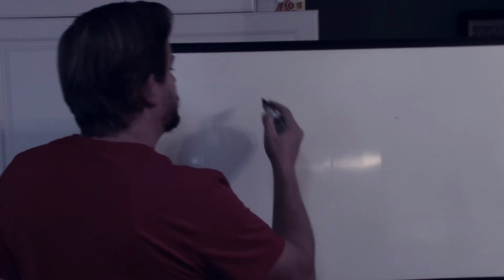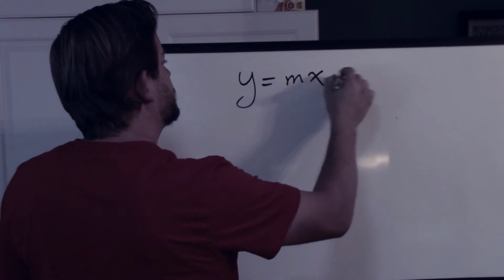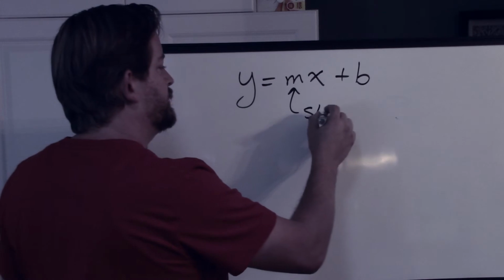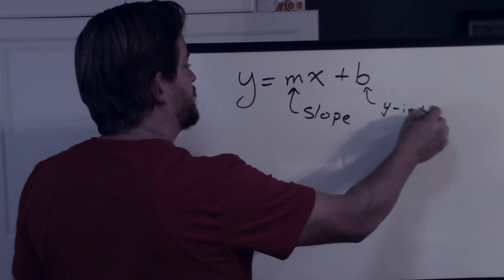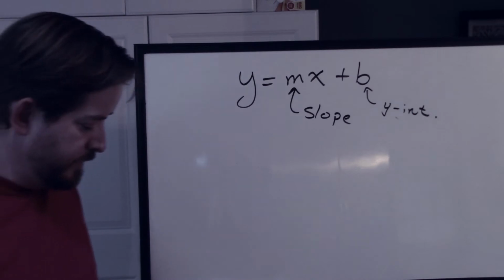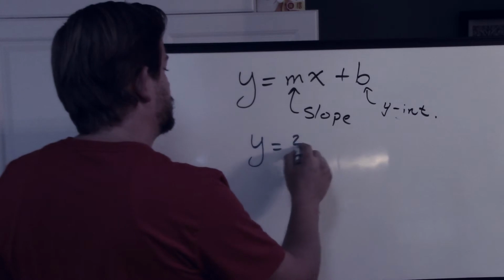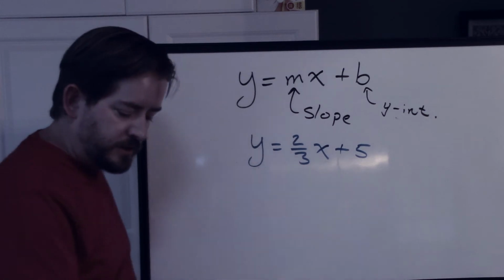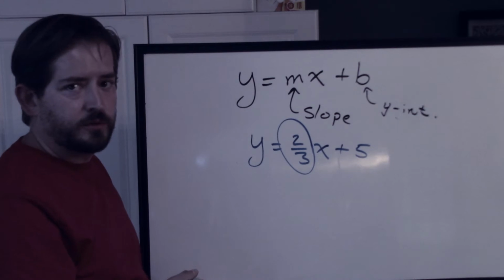We'll see also that we have the slope-intercept form of a line, y equals mx plus b. If you have an equation written in this form, that m right here is the slope. And this b right here is the y-intercept. So we can do a little bit of that. But if I have something like, say, y equals 2/3 x plus 5, the nice part about this is if I'm asked to find the slope, it's just right there. That slope is 2/3. Right?